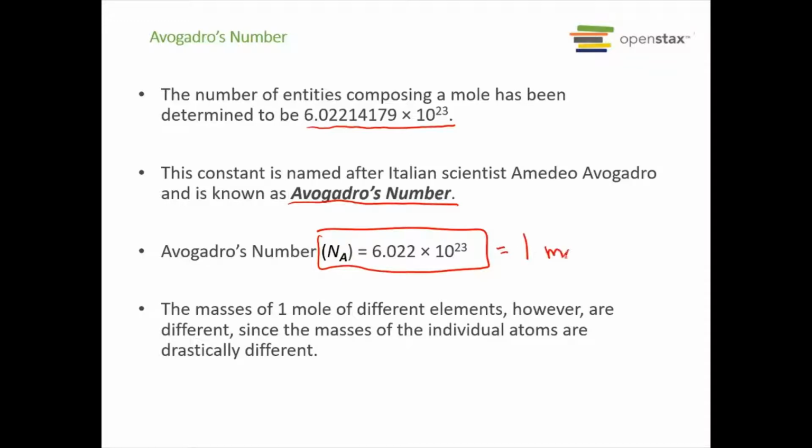Okay? And it doesn't matter what it is. It could be a mole of hydrogen atoms. It could be a mole of water molecules. It could be a mole of people. It could be a mole of candy, a mole of donuts. Doesn't matter. It just all depends on what it's specified to be a mole of. Okay? Now, the masses of 1 mole are different because the elements are different. They have different numbers of protons and neutrons, giving them different masses. But the number of whatever it is, things in 1 mole, is the same.